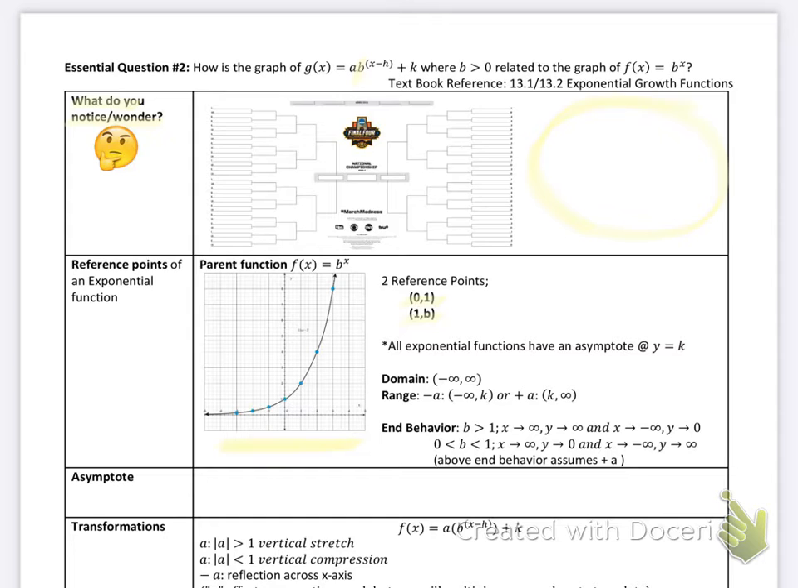Another thing you want to note is that we have an asymptote at y equals k. An asymptote is essentially an invisible line that your graph cannot cross. So basically, what's going to happen with exponential functions is it's going to get closer and closer and closer to that asymptote, but it will never cross that asymptote.